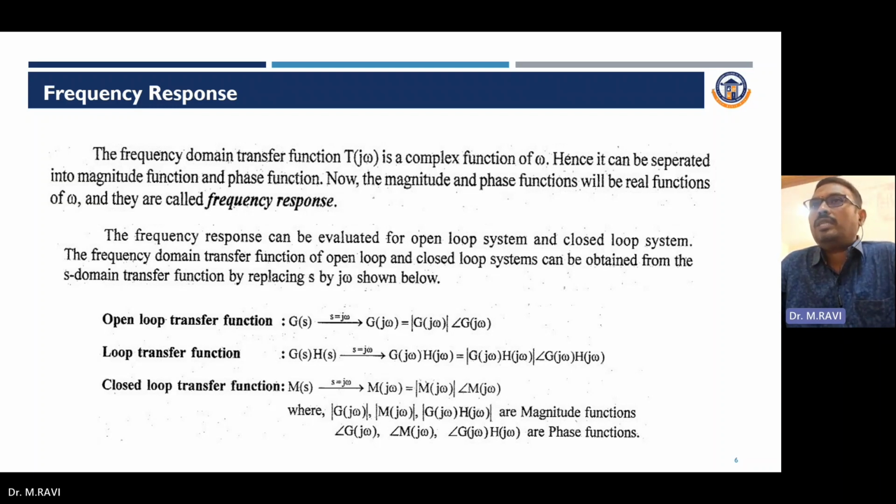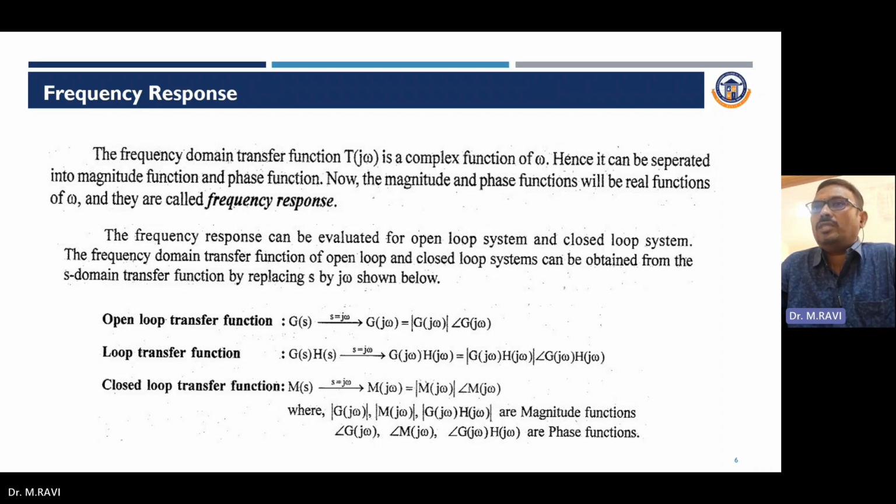The frequency response can be evaluated for an open loop system and a closed loop system. The frequency domain transfer function of an open loop system and a closed loop system can be obtained from the S-domain transfer function by replacing S with j omega, as shown below.